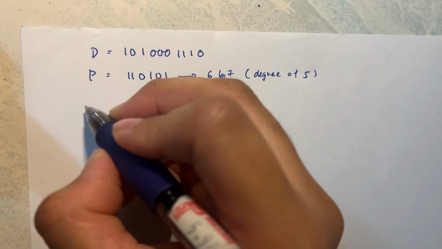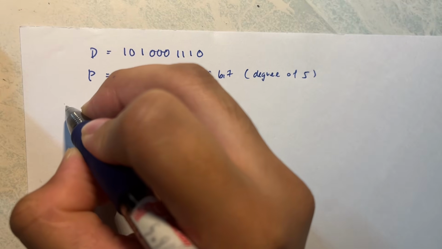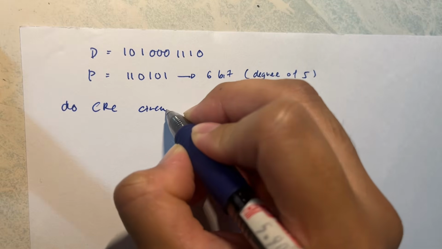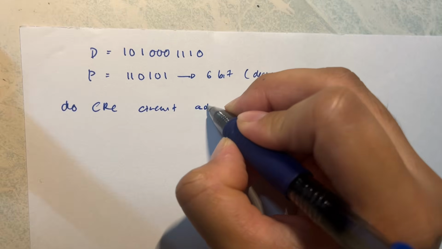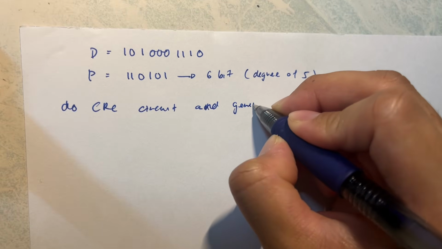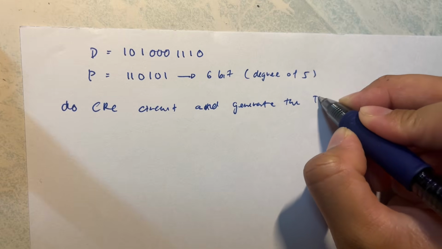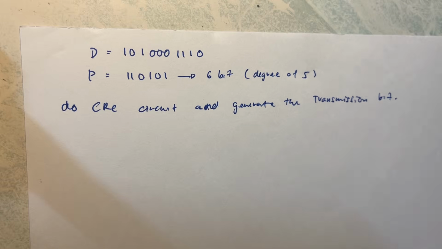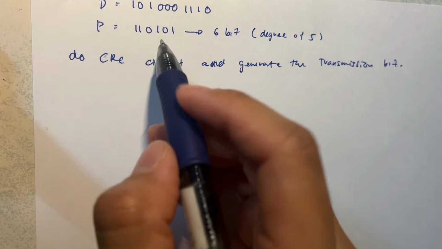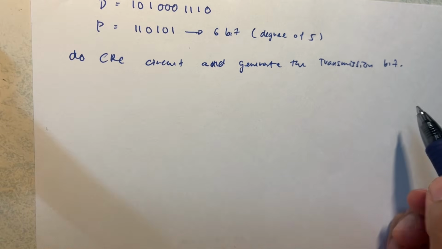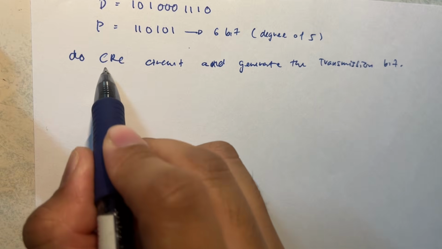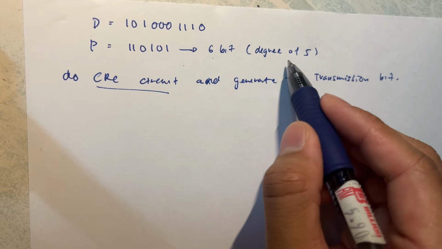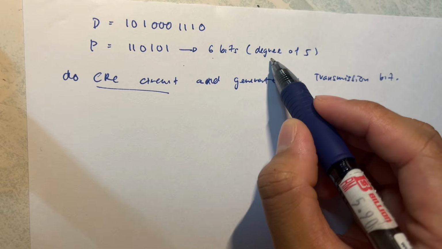So if it's asking you to do a CRC circuit and generate the transmission bit, firstly you're going to take the pattern P here. So this will help you make the CRC circuit. So you need the pattern P. It says here that it is 6 bits, right? 6 bits, so this is degree of 5.